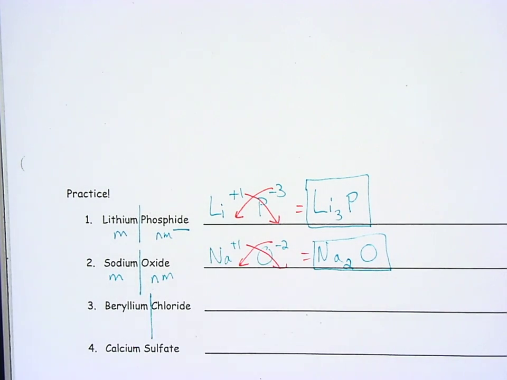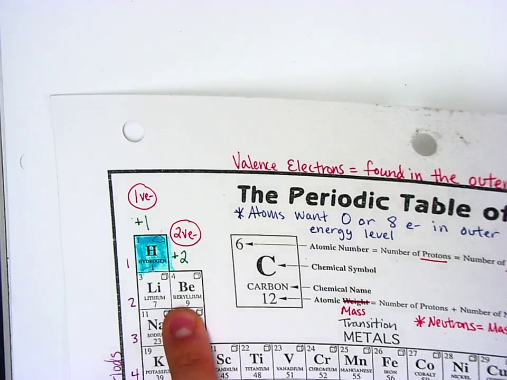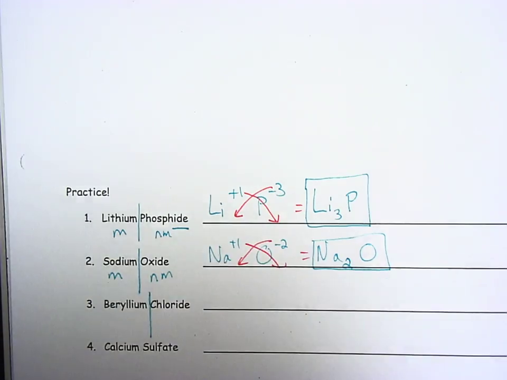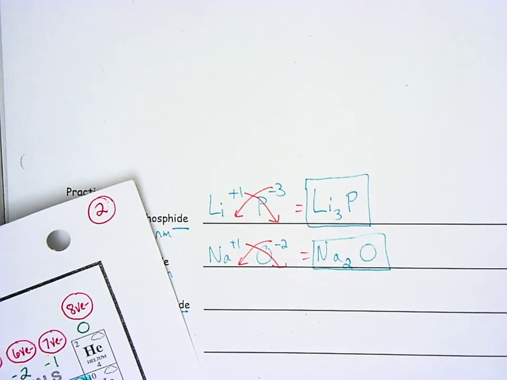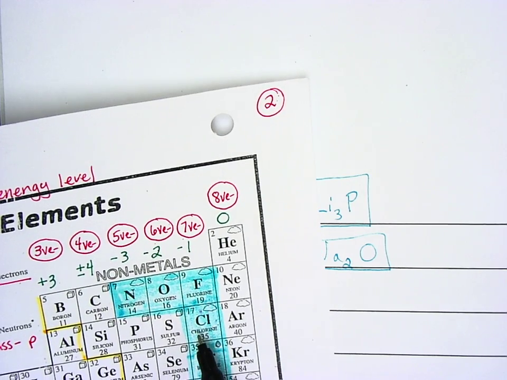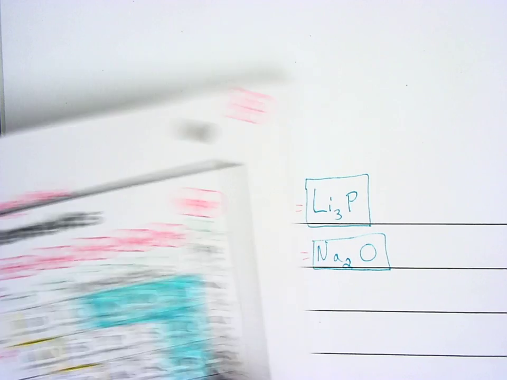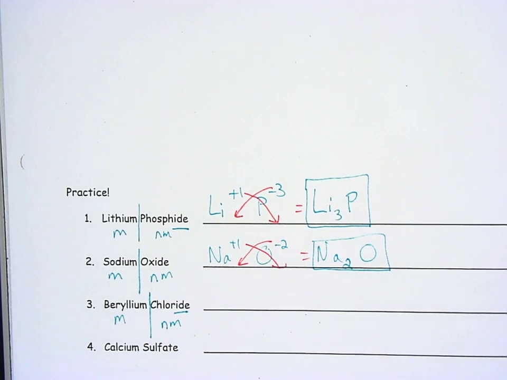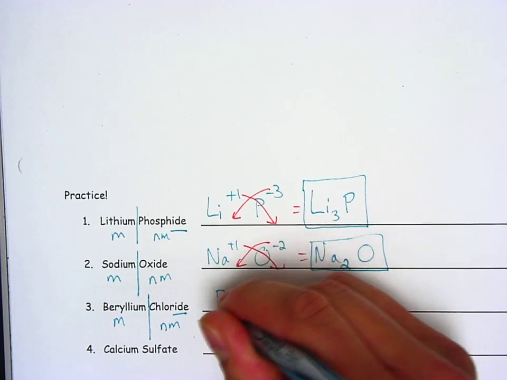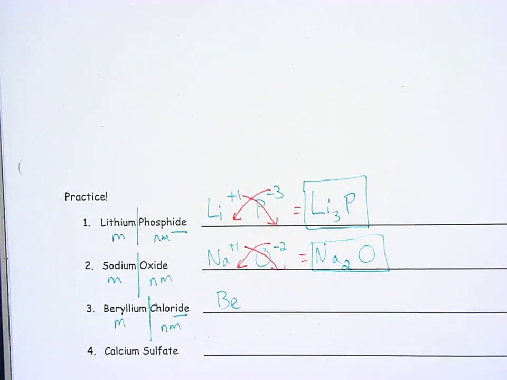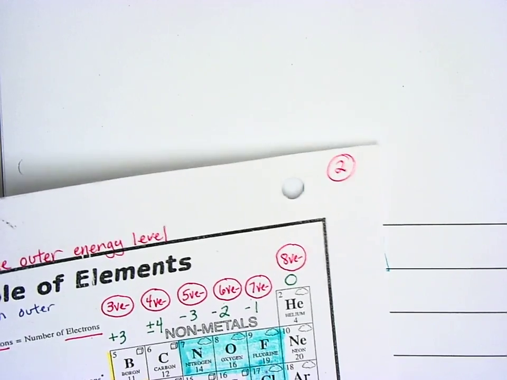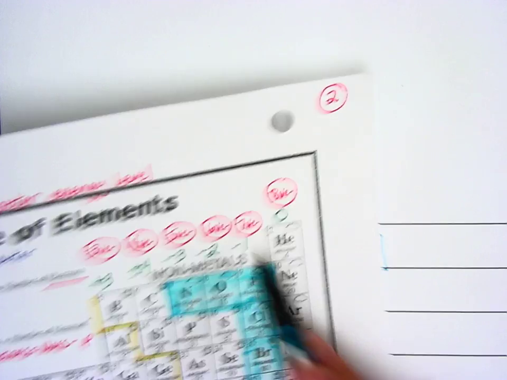All right, next one, beryllium chloride. All right, beryllium is on the left. It's a metal. Okay, metal. Chloride ends in IDE. Sounds like chlorine. That's the ion name for chlorine. So chloride's on the right. That is your nonmetal. Okay, beryllium. Look up the charge. That is a +2. Chloride, chlorine, is a -1.